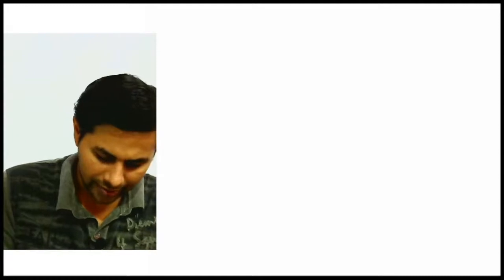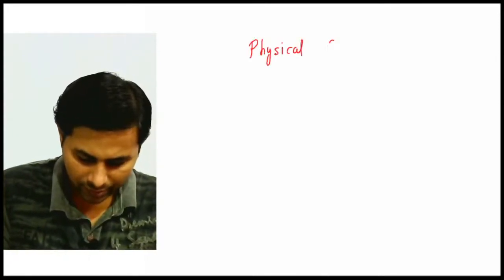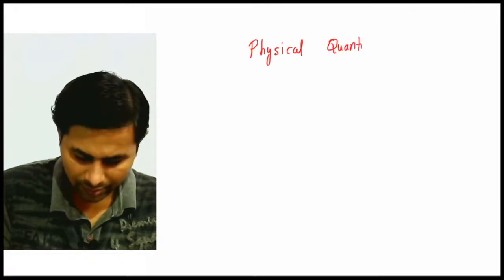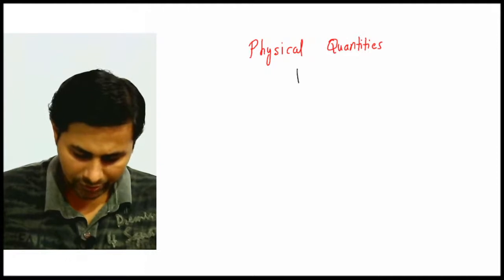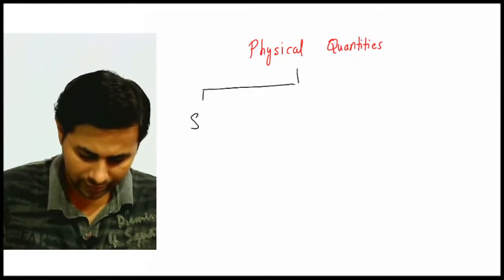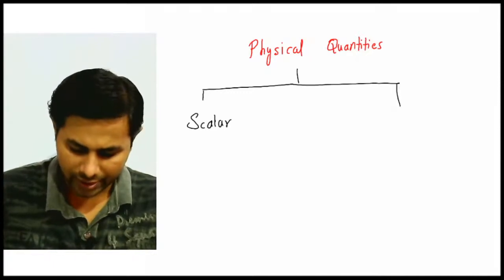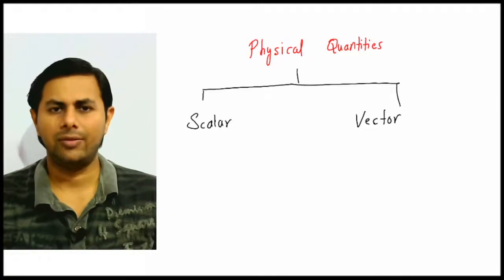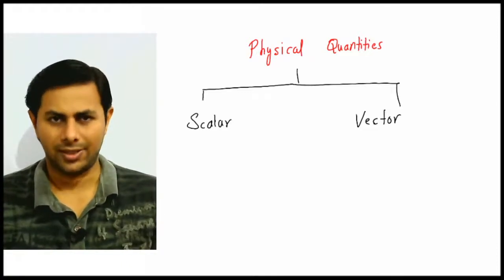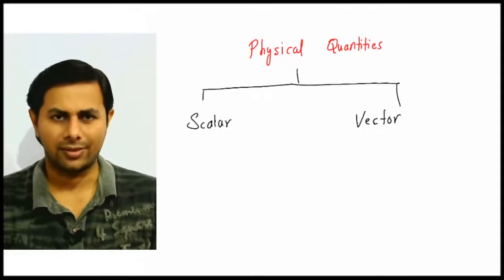So there are two types of physical quantities. First one is scalar quantities, and second one is vector quantities. So scalar quantities have only magnitude and they don't possess any direction, whereas vectors have magnitude as well as direction.